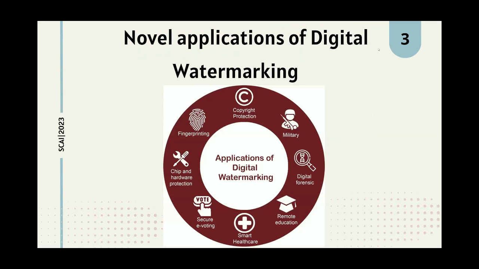Now, why have we used digital watermarking? There are a lot of novel applications for digital watermarking. It can be used for copyright protection, by the military, by digital forensics, by smart healthcare, secure e-voting, chip and hardware protection, and fingerprinting. Digital watermarking is very much emerging nowadays. Digital watermarking is not only visible, it can be invisible also. Here we have used invisible watermarking, so another person will not be able to see whether the watermark is present in the image or not, but the watermark, embedded in an invisible way, helps us secure it.